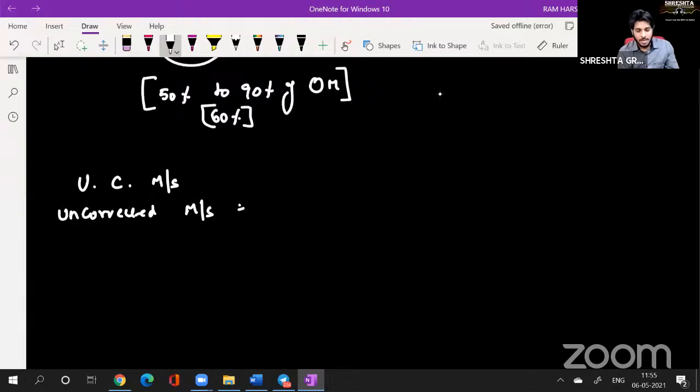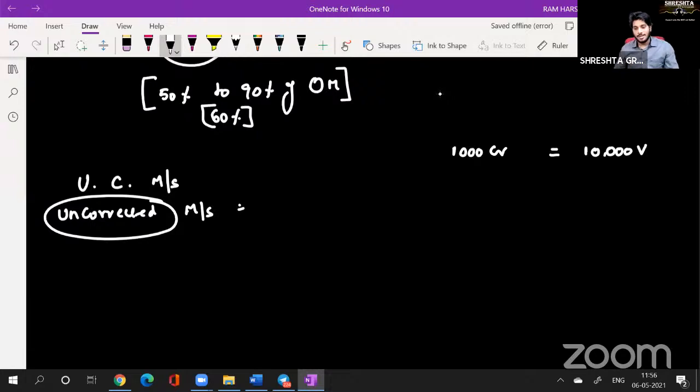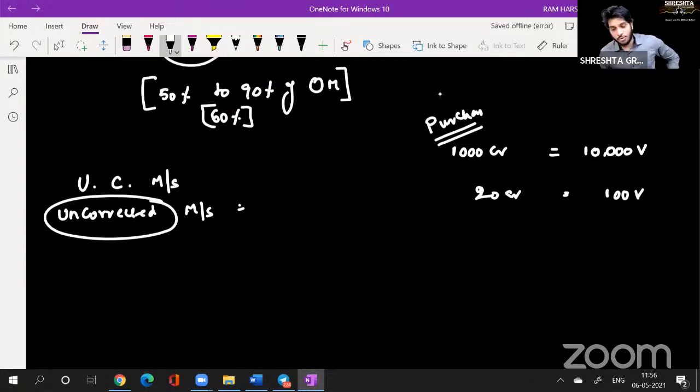Uncorrected misstatements. By the way, what do you mean by uncorrected? Suppose there are 10,000 vouchers whose value is 1000 crore. Let us assume, take this as purchases. 10,000 vouchers are there for purchases. The total value of the purchase is 1000 crore. I have taken a sample of 100 vouchers whose value is almost 20 crore.